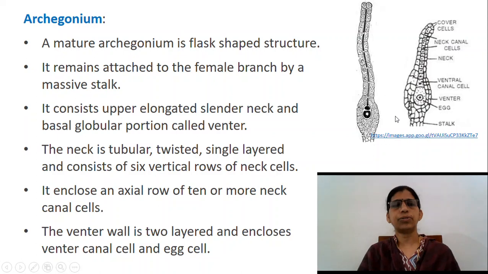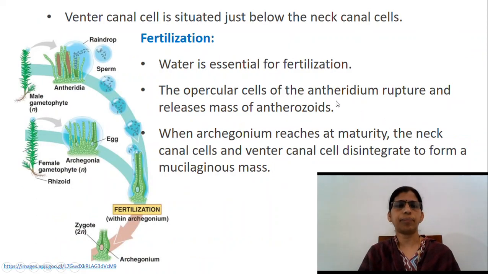Now let us look into the fertilization in Funaria. Water is essential for fertilization. The opercular cells of the antheridium rupture and release a mass of antherozoids. When the archegonium reaches maturity, the neck canal cells and venter canal cell disintegrate to form a mucilaginous mass. It absorbs water, swells up and comes out of the archegonial mouth by pushing the cover cells apart.